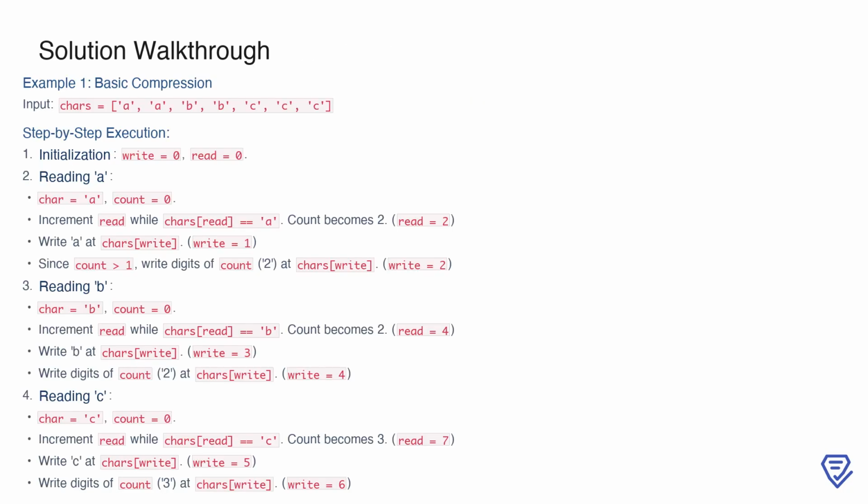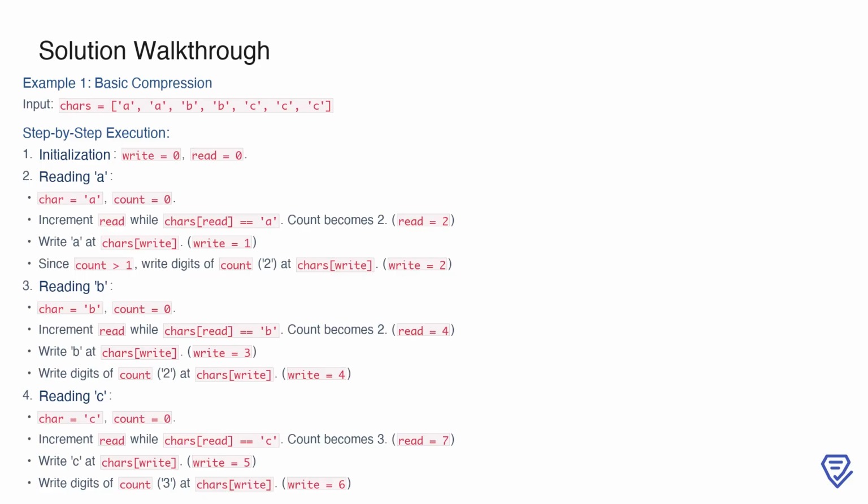To begin solving this problem, we start by initializing 2 pointers, write, which keeps track of where the next compressed character or digit will be written, and read, which scans through the input array. Initially, both pointers are set to 0. First, we process the character A. As we read through the array, we count consecutive occurrences of A. In this case, there are 2 occurrences, so we increment read to 2. We then write the character A to the position indicated by write, and since the count is greater than 1, we convert the count into its string representation and write it to the array as well. This updates write to point to the next available position.